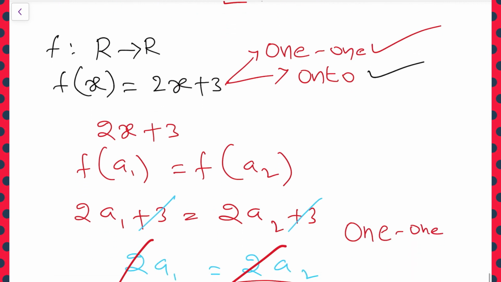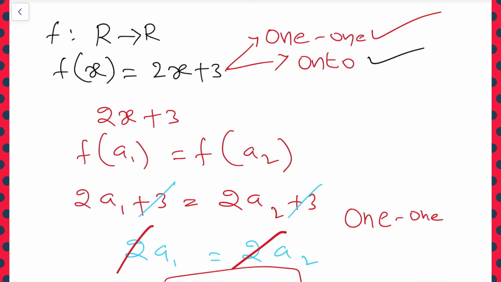The given function f of x equals 2x plus 3 is a one-one function as well as an onto function. Then we can conclude this is a bijection.